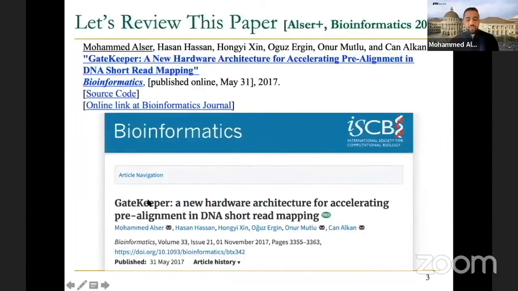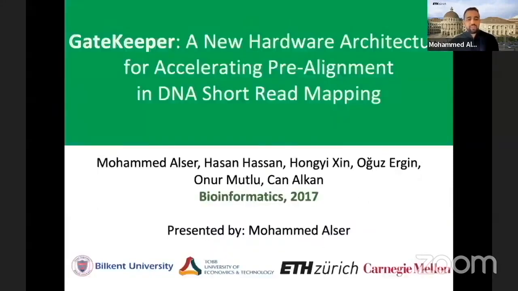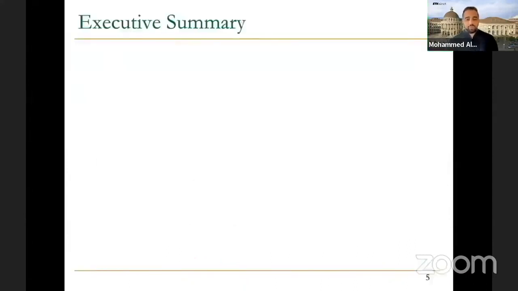So for today, we will cover a new paper called GateKeeper, published in 2017. It's a new hardware architecture for accelerating pre-alignment filtering in DNA short-read mapping. And we will continue covering different topics in read mapping for the following 3 to 4 weeks, and then we will move on to a new topic.